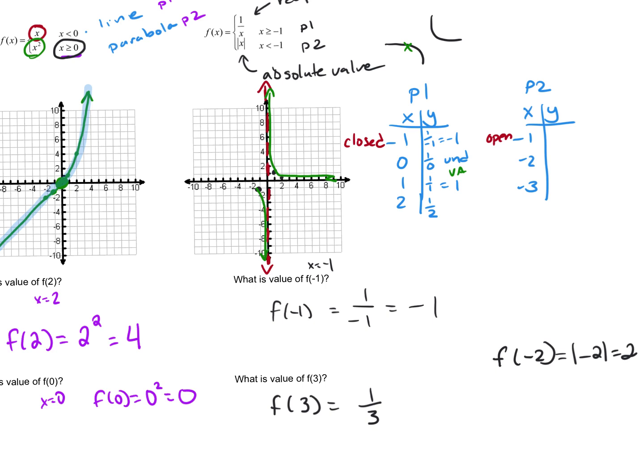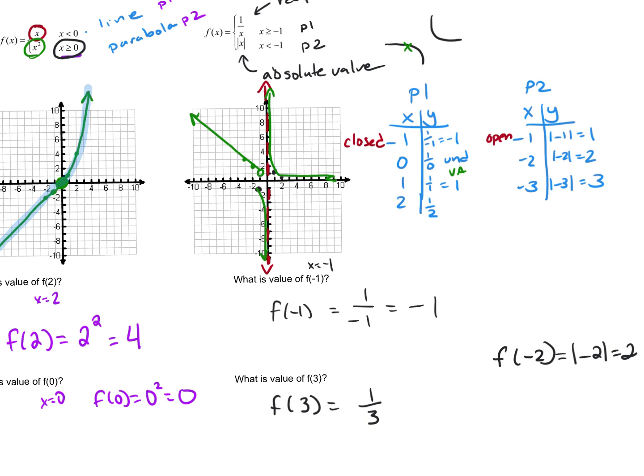Now, piece 2 says take the absolute value. So the absolute value of -1 is, of course, 1. Absolute value of -2 is 2. And the absolute value of -3 is 3. So if I plot these points, and now -1, 1 is an open circle. -2, 2 is a dot, and then -3, 3. So this one looks like this. Now, you might say to yourself, that doesn't look like a V, and I agree.